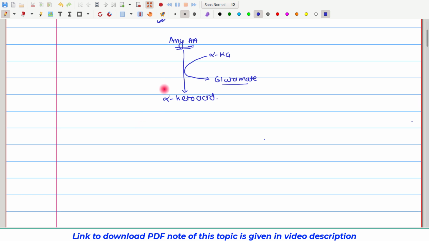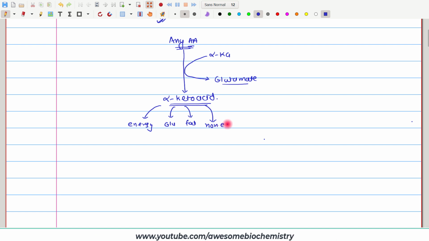This alpha keto acid can undergo further metabolism, as I told you earlier that once the amino group is removed, the remaining carbon skeleton can undergo easy metabolism. So, this alpha keto acid can be used for energy generation, or it can go for glucose synthesis, or it can go for fat synthesis, or it can even go for synthesis of other non-essential amino acids also, right. So, this way it can be further metabolized. This process of transfer of amino group from any amino acid to alpha ketoglutarate is called a transamination reaction.